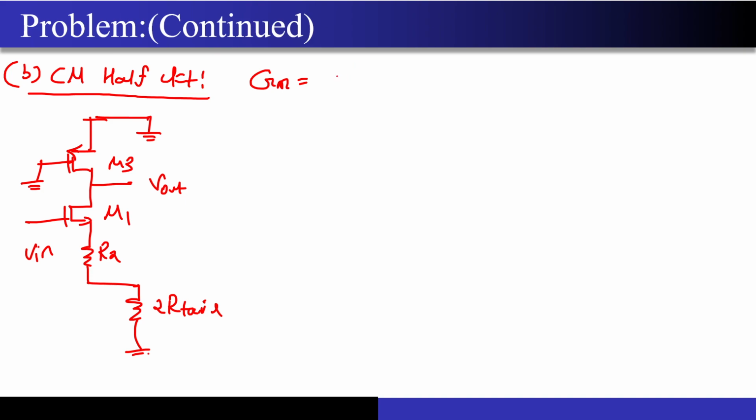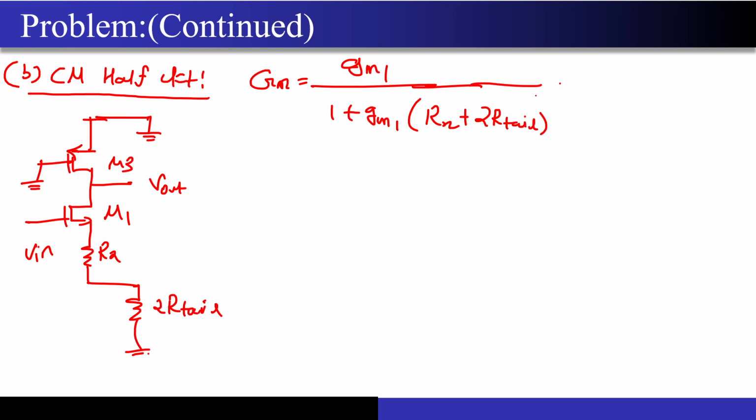What will be the GM? GM1 by 1 plus GM1 into Rx plus 2 R. Very good, correct. 2 times R. I hope it is clear. If any doubts are there, please ask me. Now, this is very obvious because this Rx and 2 R tail are coming in series, right?